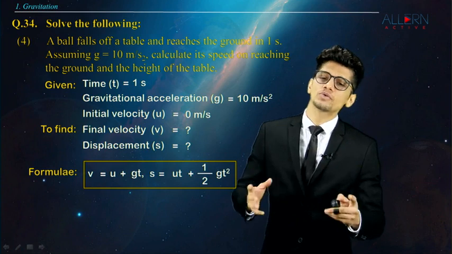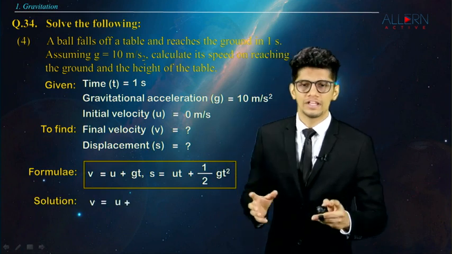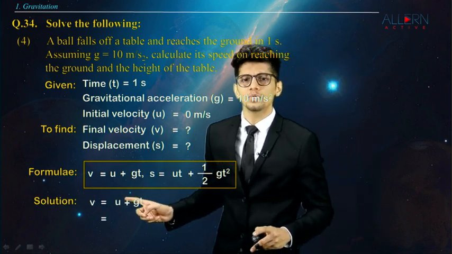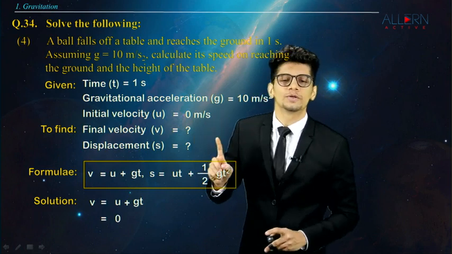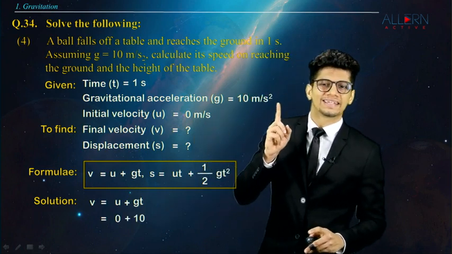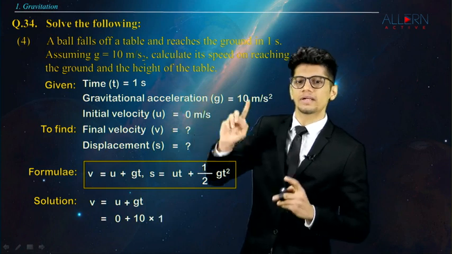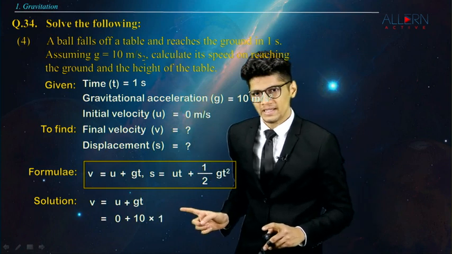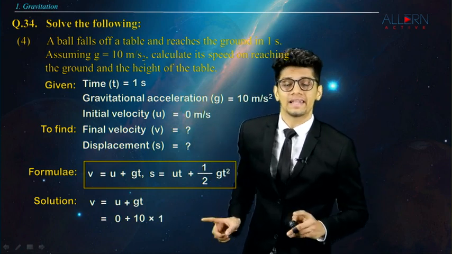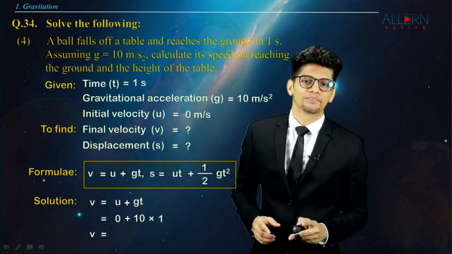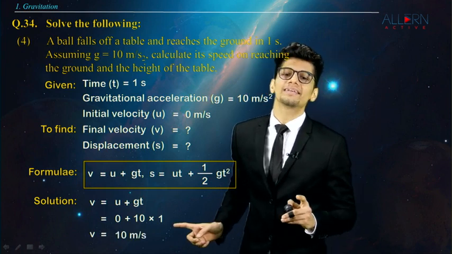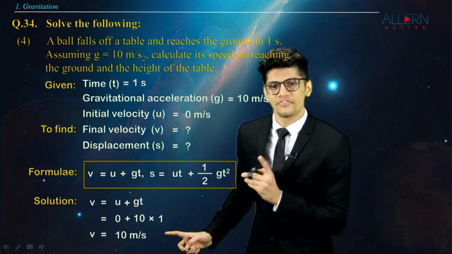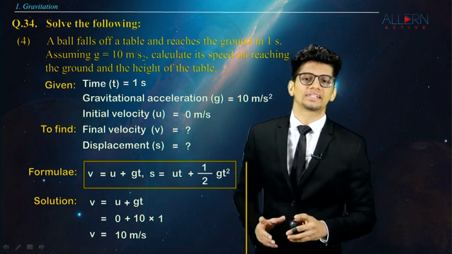In the solution, we'll use the formula v is equal to u plus gt. Now what is the value of u? The value of u is obviously 0. The value of g is given as 10 and the value of t is nothing but 1. So what is 10 into 1? It is 10, right? And 10 plus 0 is again 10. But what is the unit? It is meters per second. So the value of v that we obtain is 10 meters per second.